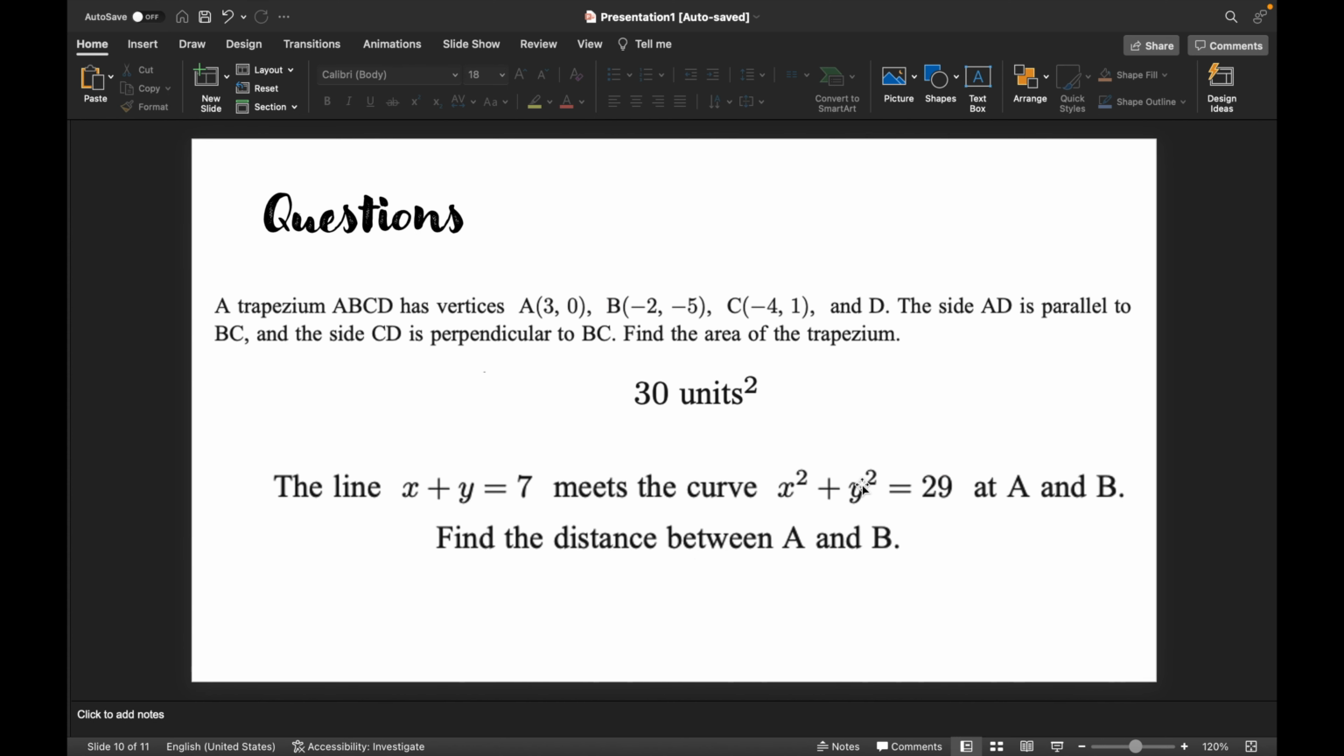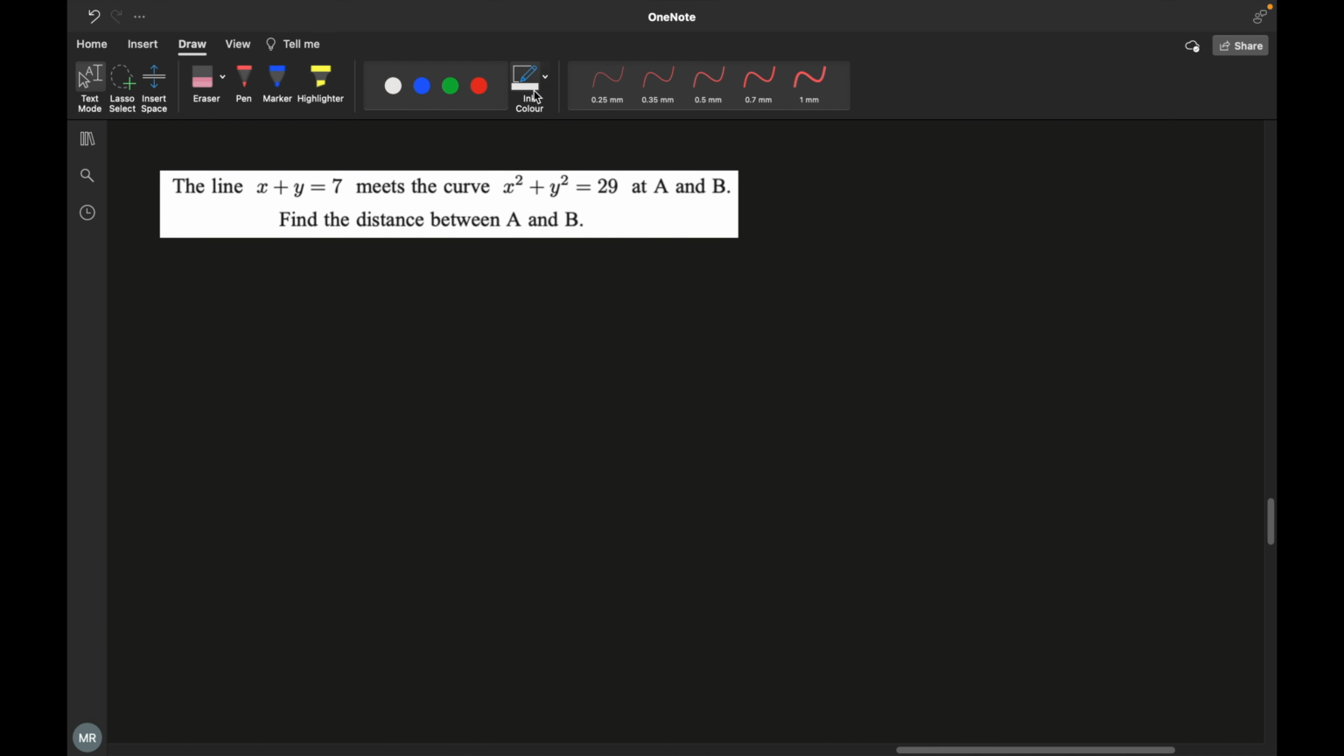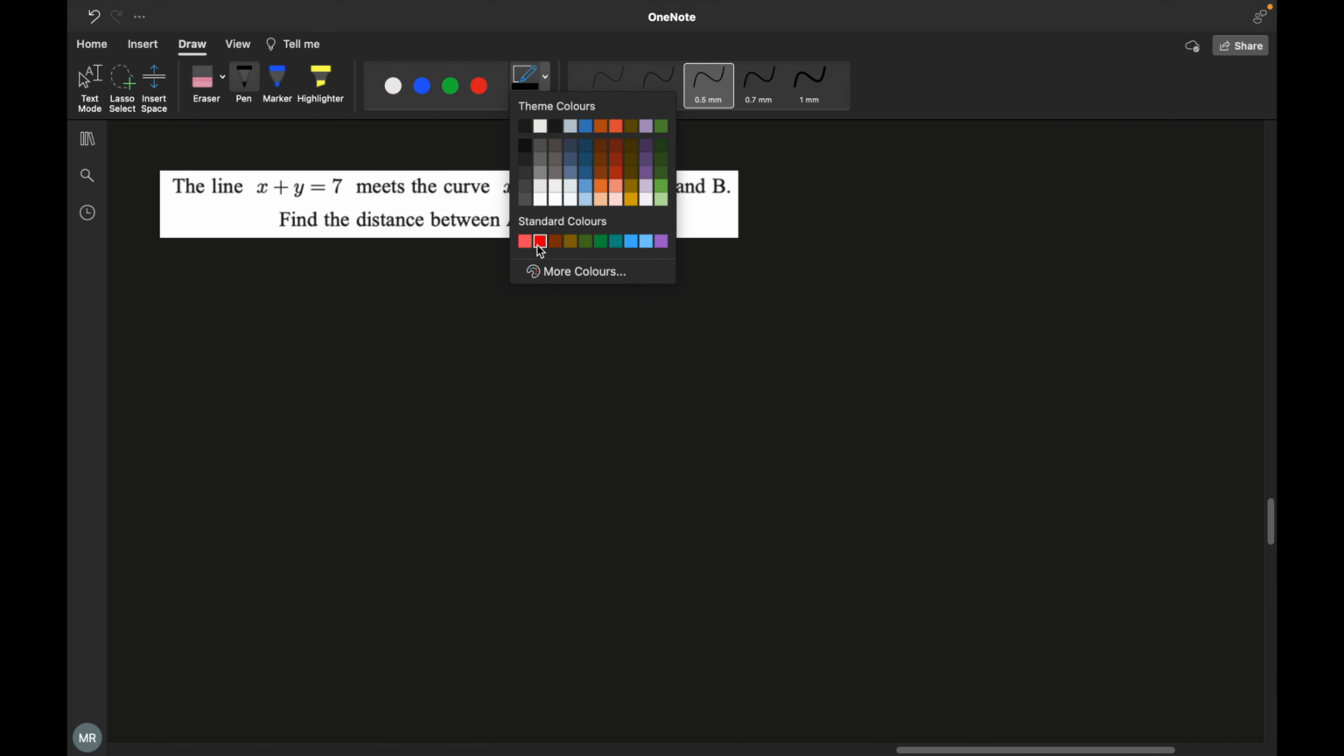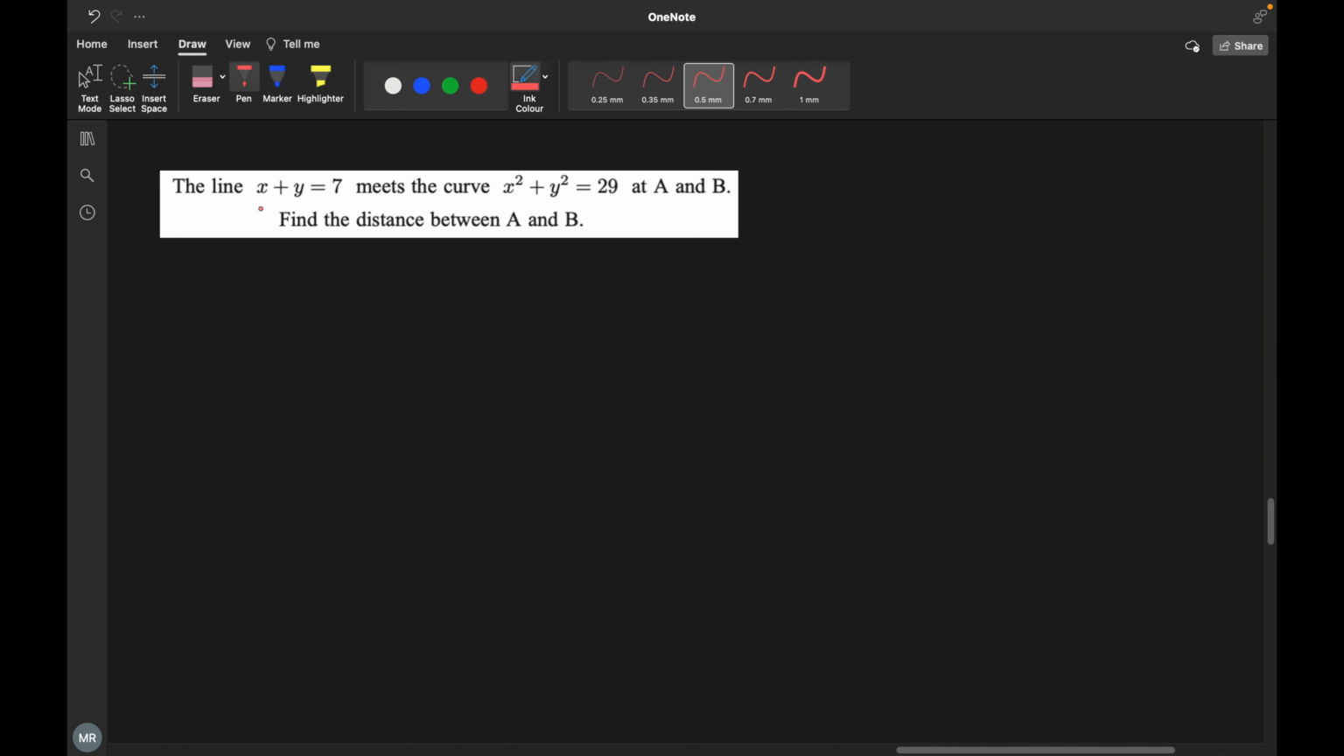So let's solve the next question. So we have this question. The line x plus y equals 7 meets the curve x squared plus y squared equals 29 at A and B, and we need to find the distance between A and B. So first, let's do this. We're writing this in terms of y, making it the subject of the equation. Now let's plug this into the second equation.